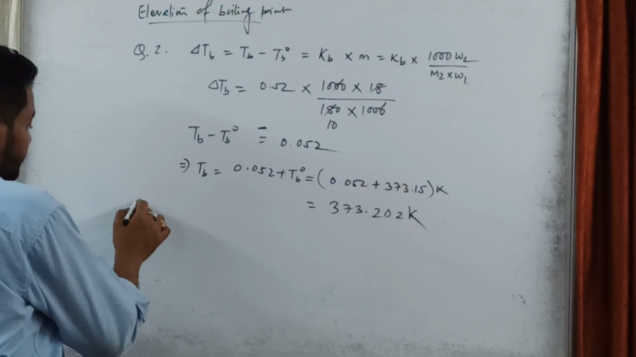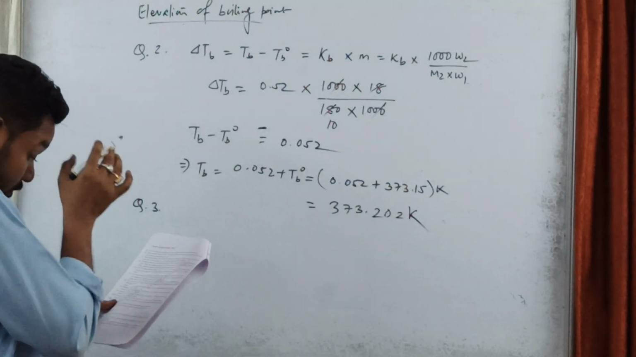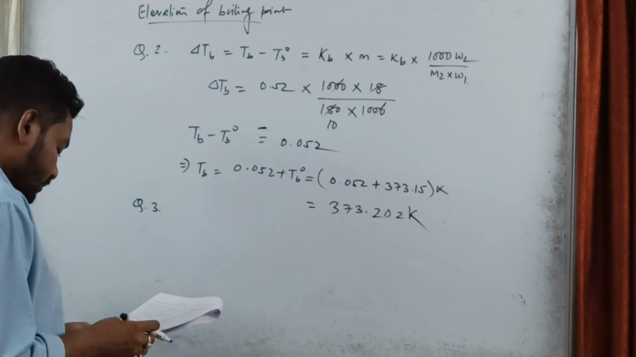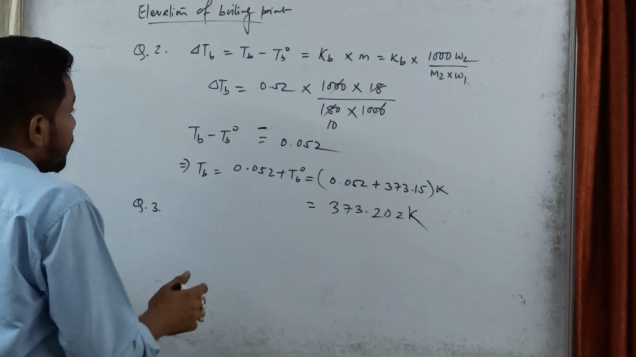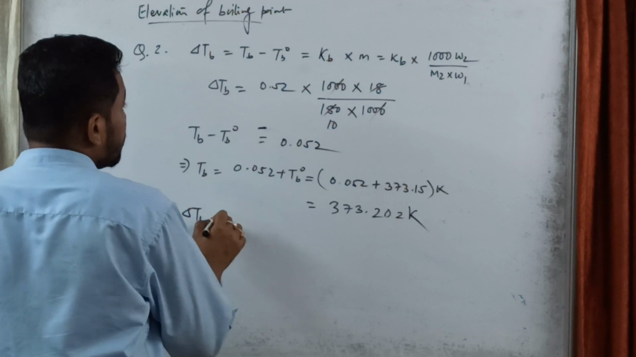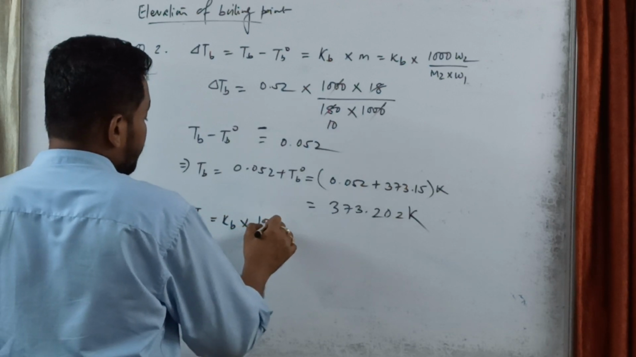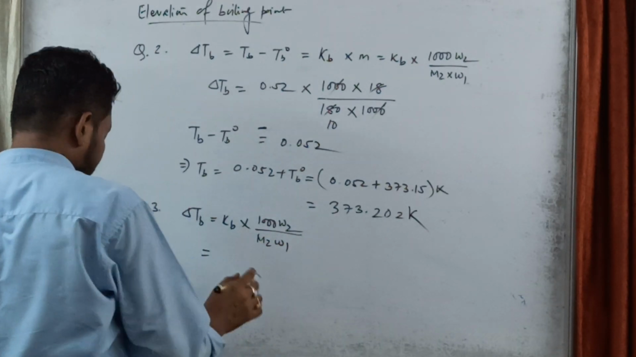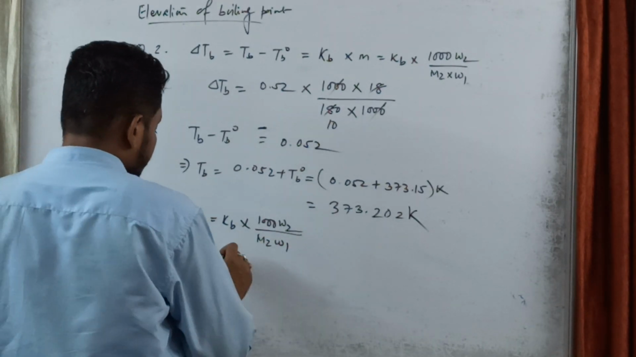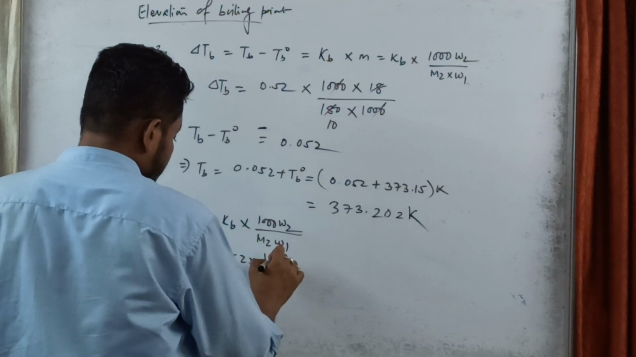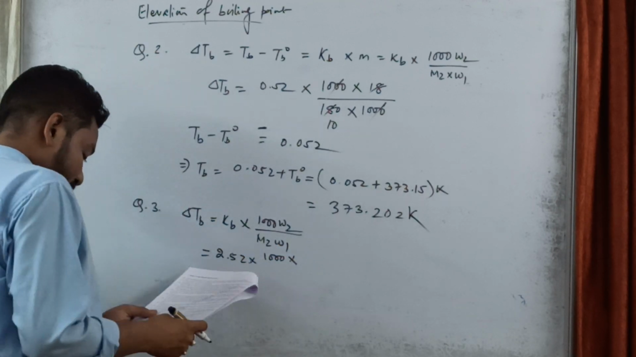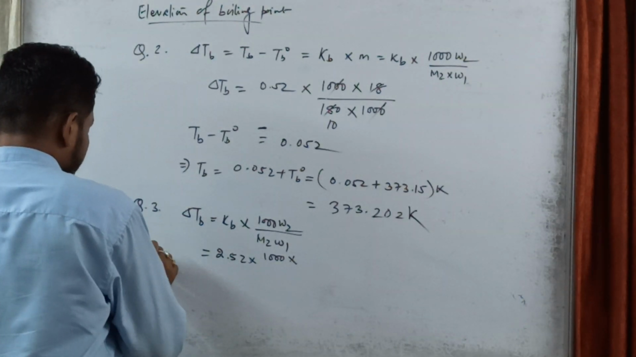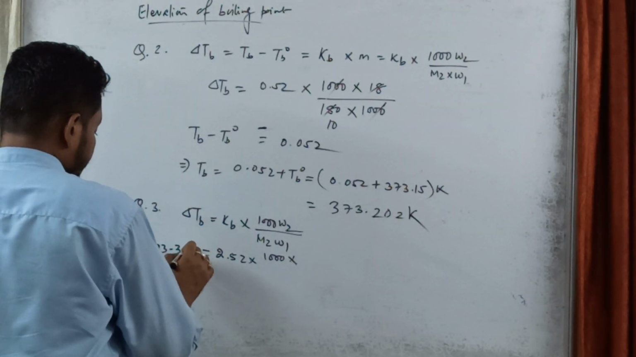Question number 3. Here they are now asking about the molar mass of the solute. The same thing, you will write down delta Tb equals Kb into m, that is 1000 W2 by M2 W1. Now the Kb value, it is written 2.52 for benzene, 1000. The temperature change is also given, 353.93 to 353.23. So you write down 353.93 minus 353.23.